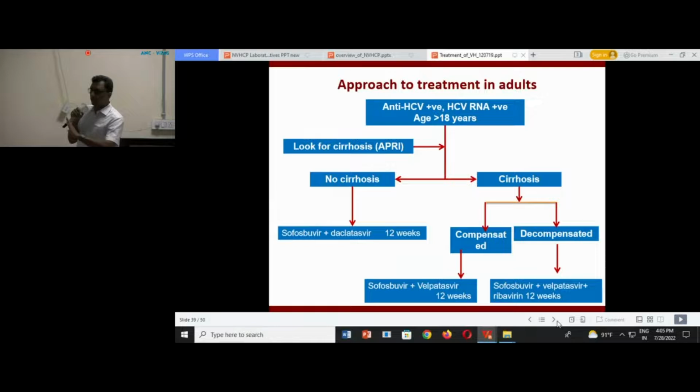All these drugs are available, and initially, when we were treating patients 5 years ago, we were looking at the genotype, everything. Now we have a drug known as velpatasvir, which can be given across all the genotypes. So now we are not testing for genotypes. We are just giving sofosbuvir and velpatasvir, and even daclatasvir is available in KGH. So we are giving these drugs, and we have very good response for all these drugs.